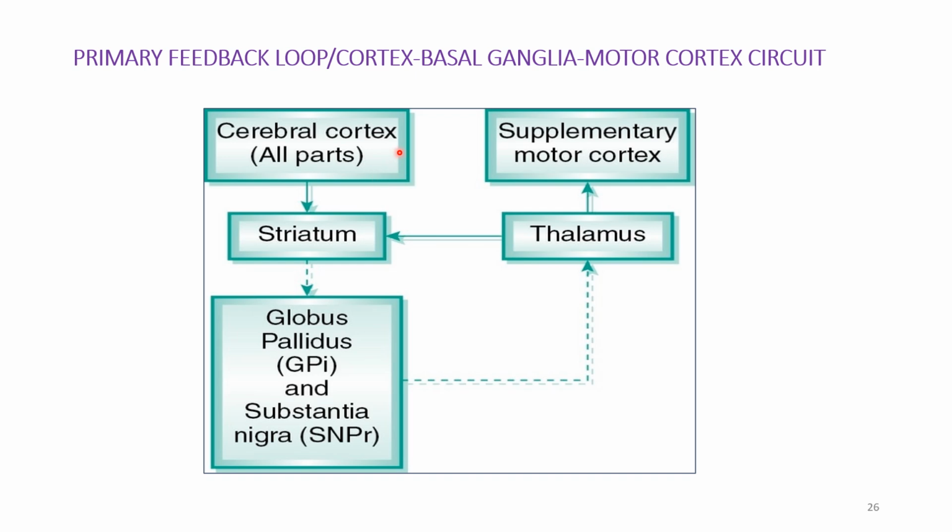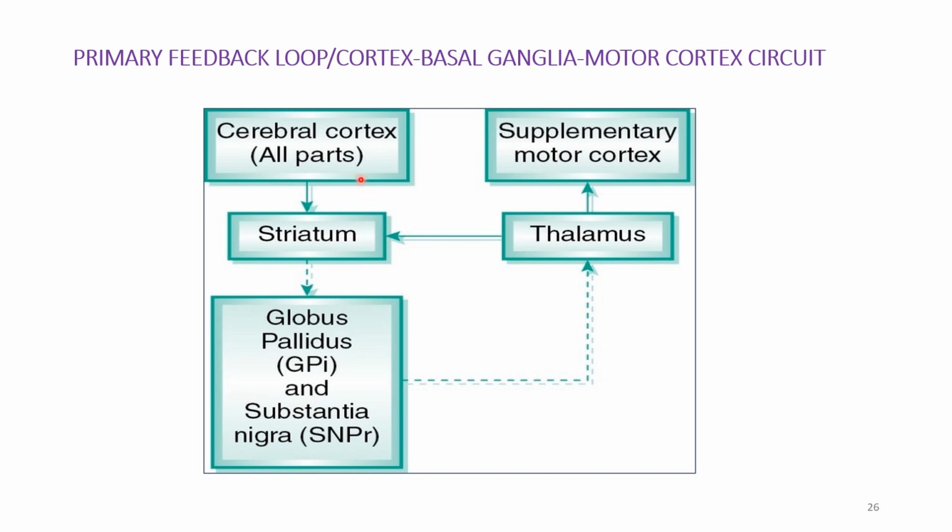Here you see the cerebral cortex. From all parts of the cerebral cortex, the information is coming to the striatum. From the striatum, it is going mainly to the globus pallidus internus and the substantia nigra pars reticulata, or reticularis. So why is it shown in a dotted line and why in a continuous line? The continuous line indicates that it is exciting this part, while the dotted line shows that this part will inhibit that part.